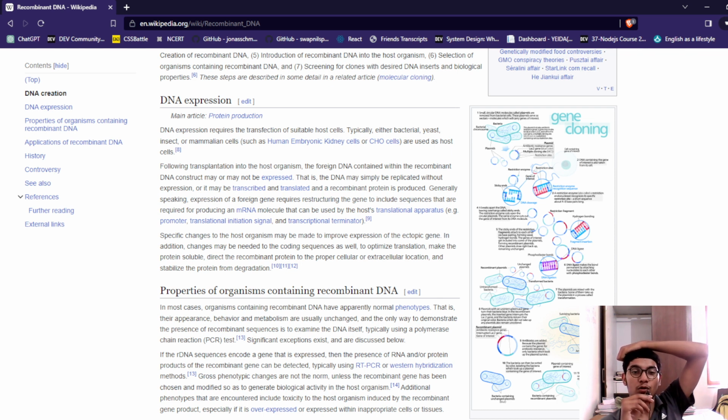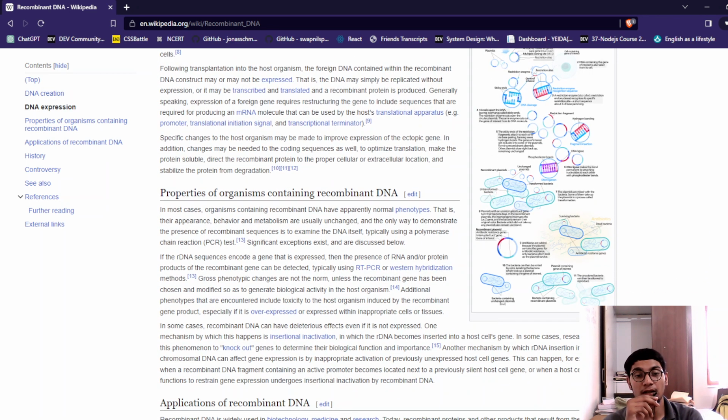Changes may be made to improve expression of the ectopic gene. In addition, changes may be needed to the coding sequence to optimize translation, make the protein soluble, direct the recombinant protein to the proper cellular or extracellular location, and stabilize the protein from degradation. Properties of the organism containing recombinant DNA.